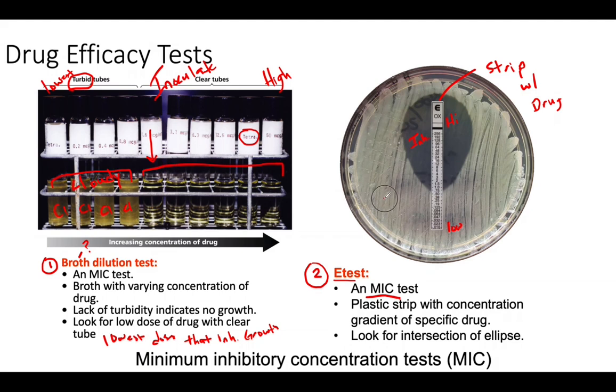And so what you're interested in is where is the dose right here, because if you get above that dose, it doesn't grow. If you get lower than that dose, it does grow. And so this intersection that you can see on the plate is the minimum inhibitory concentration. So again, that's the lowest dose of the drug that inhibits growth. Okay, and so these are two different tests that allow you to obtain that same piece of information. So broth dilution or the E-test.